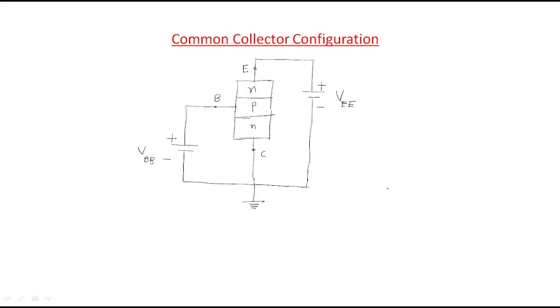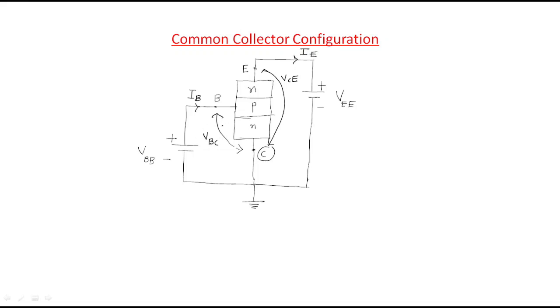Hello students, in this class we will discuss the common collector configuration, how the BJT acts as a common collector. Look here, this is the collector, it is common for the input as well as the output. Here the input voltage is VBC, the input current is IB, the output voltage is VCE, and the output current is IE.